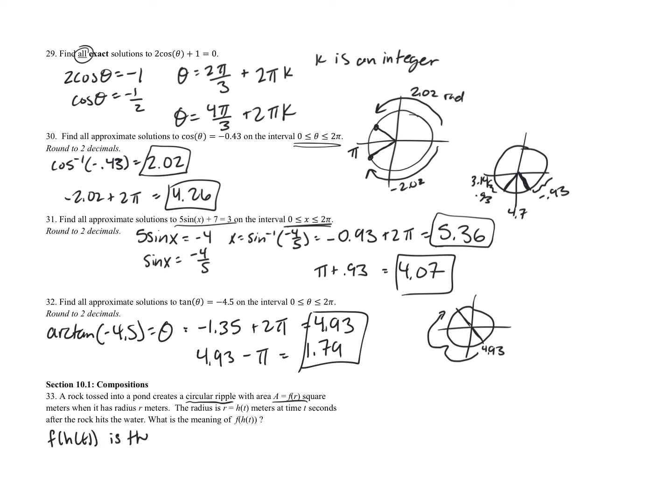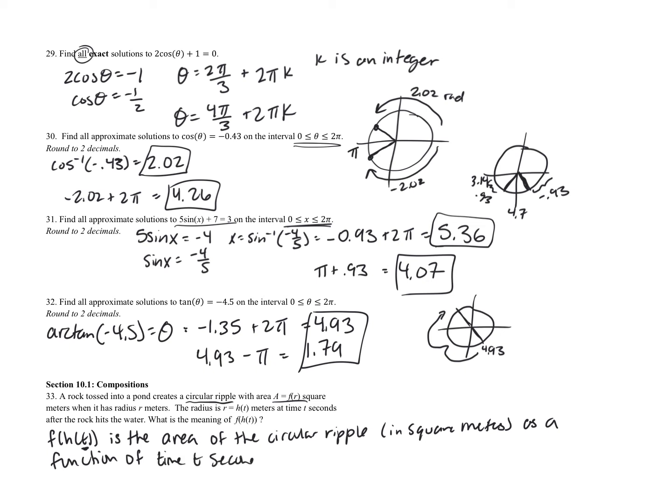So f of h of t is the area of the circular ripple, measured in square meters, as a function of our input. Our inner input there is t. On the outside we have f, on the very inside we have t, so it's a function of time, t seconds.